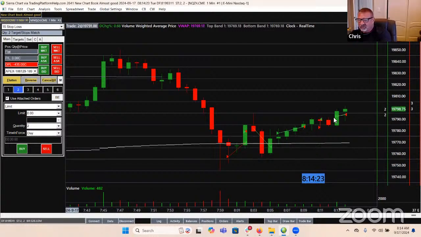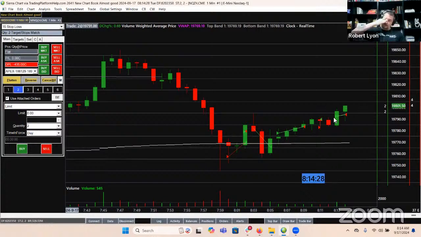How many contracts was that? That was 2. I'm really only trying to do like 1 or 2 today because it's just so choppy. There's just no point in putting on any size. The one move I did, I scaled up. I got in with 1, I saw it was going in my direction, I added 2. So 3 contracts is like the biggest trade I'll do today.